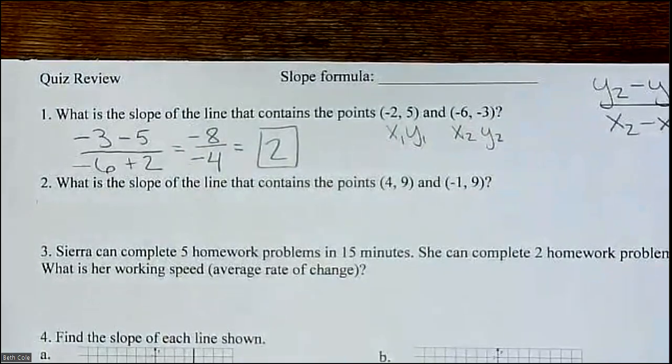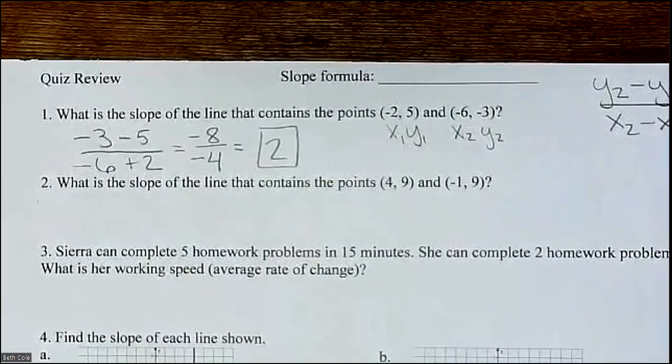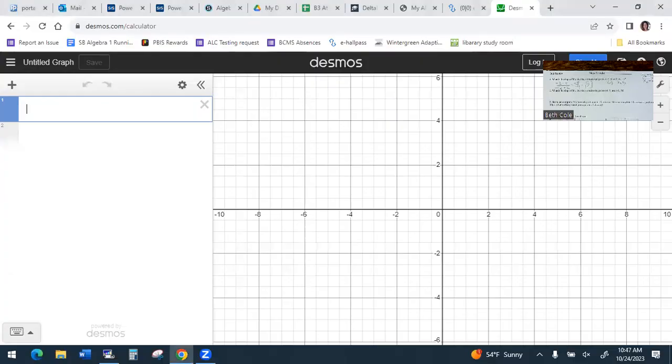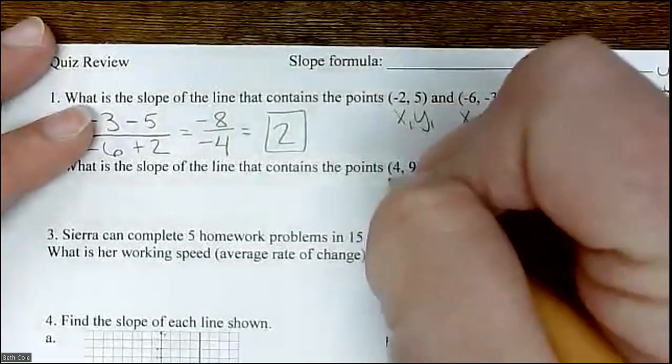Again, you can use the calculator. I was just talking you through. Here, I'll show you. Just look. Share my screen. If you type that slope formula, what was it? -3 minus 5 divided by -6 plus 2. Look, see, it'll tell you too. You don't even have to actually do the problem. You just have to set it up. All right, let's try that again.